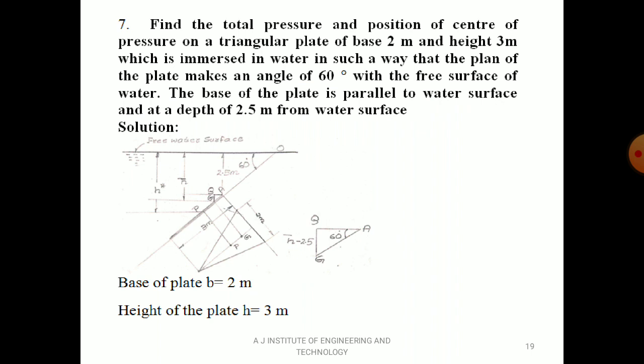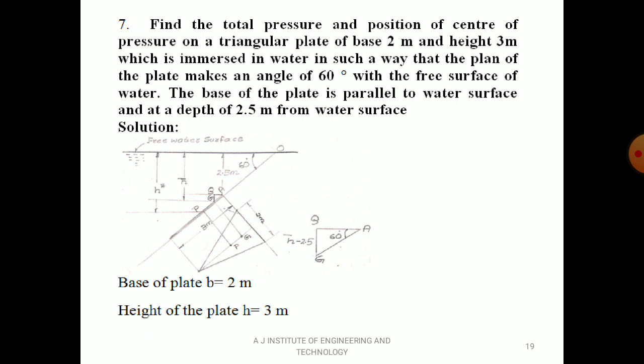Then it is given the base of the plate is parallel to the water surface and at a depth of 2.5 meter from the water surface. From the water surface, you just mark 2.5 meter. That is point Q, at a distance of 2.5 meter from the free water surface. Then H star, that is P, the location of P from the inclined plane to the free water surface. Then H bar, that is from G, the distance from the plane of the surface to the free water surface. Angle theta is given as 60 degree in the problem. So just consider one triangle here. I'll explain about that triangle later. Now the base of the plate is given as B equal to 2 meter.